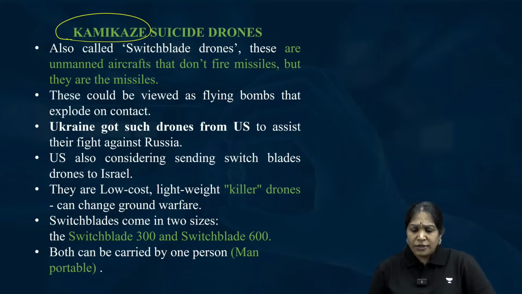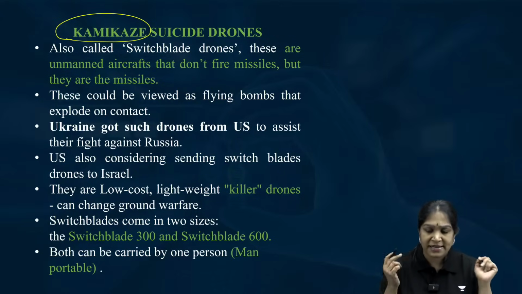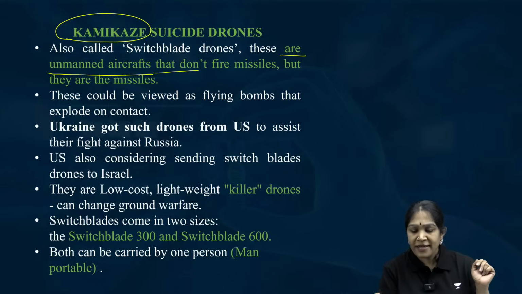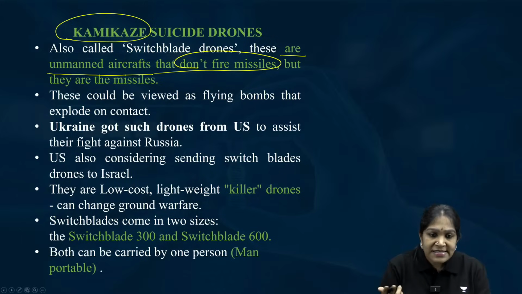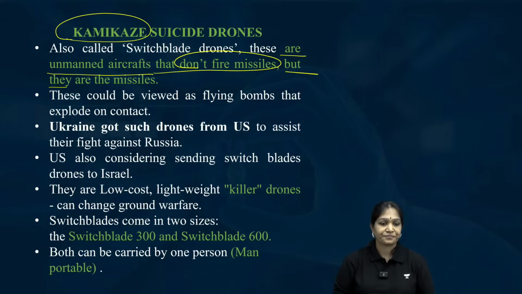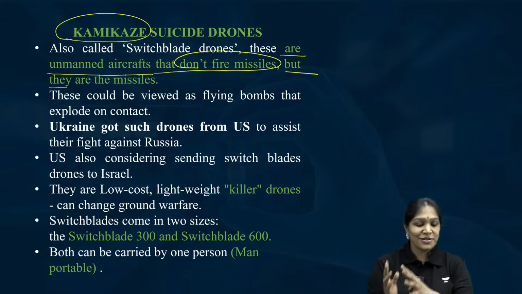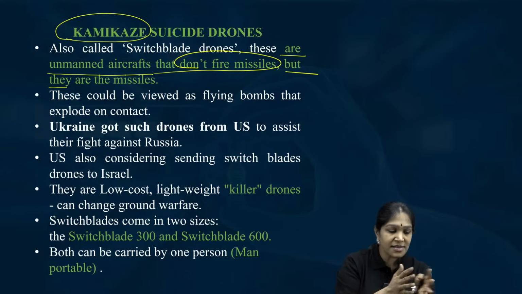Do they launch missiles, or is the drone like a missile by itself? They are unmanned aircraft that do not fire a missile. But the drone itself is a missile. Is the difference clear? If you are like a bullet, that is like a kamikaze drone, but you are not firing the bullet. Both are different. This itself is a missile.